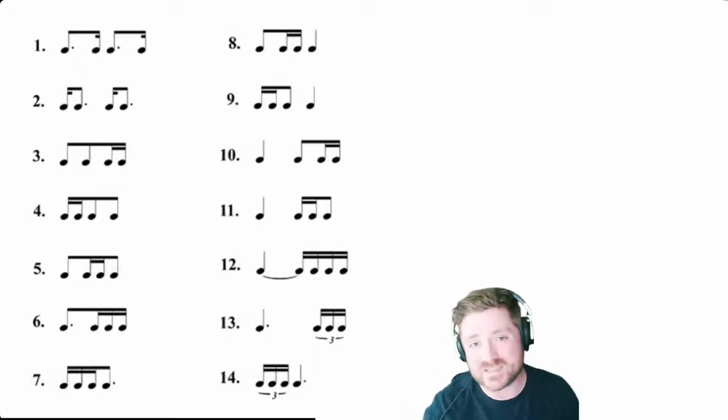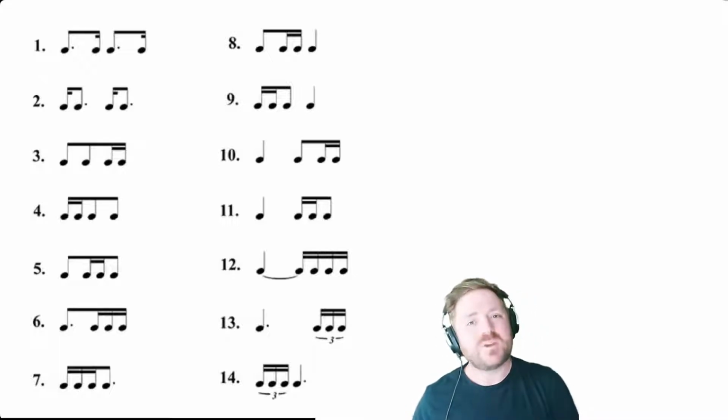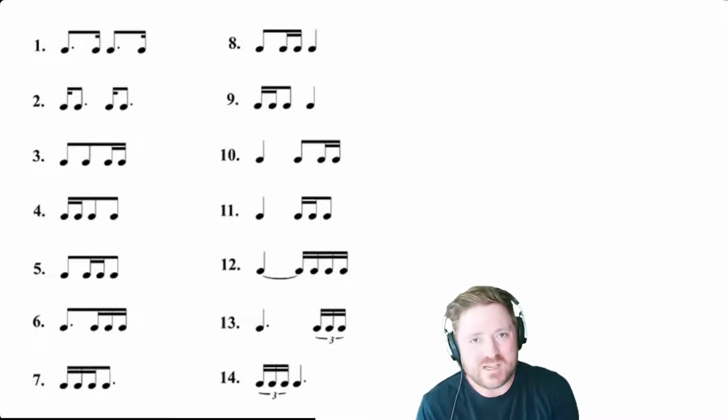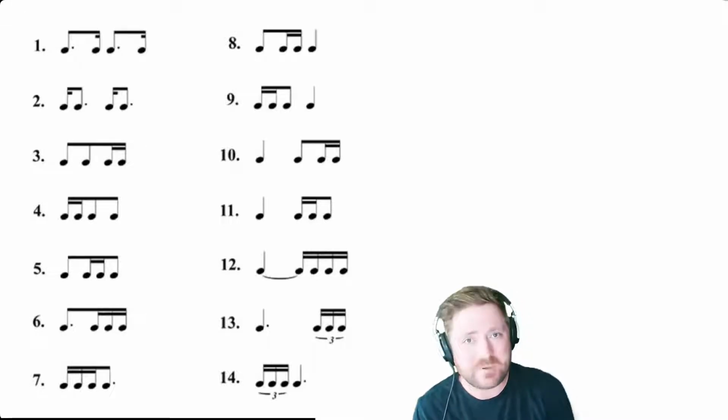Now let's look at number 8. At this point, we can breathe a sigh of relief because we're leaving the realm of compound time and heading back into duple time.